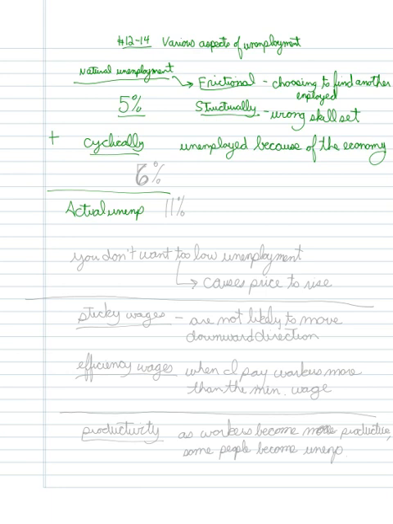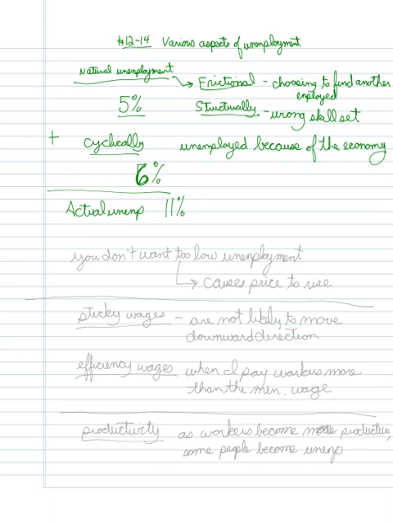But if the economy wasn't doing well, let's say we were in a recession, then maybe you would have 6% of the people unemployed because of the bad performance of the economy. And you would add those up and say, the total actual unemployment rate is 11%. 5% always exists, 6% is happening because of the performance of the economy.